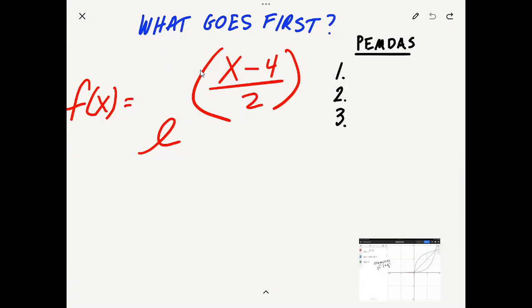Now this one, if I were trying to find the inverse function of this function, I would start by doing PEMDAS. Remember, PEMDAS starts with parentheses, so everything inside the parentheses goes first. Since this is a stacked fraction, the x minus 4 part goes first, and then the division. So the very first thing I'm doing is subtracting 4 from x, and then I'm dividing by 2. And then I'm raising all of that as an exponent, and the base is e.